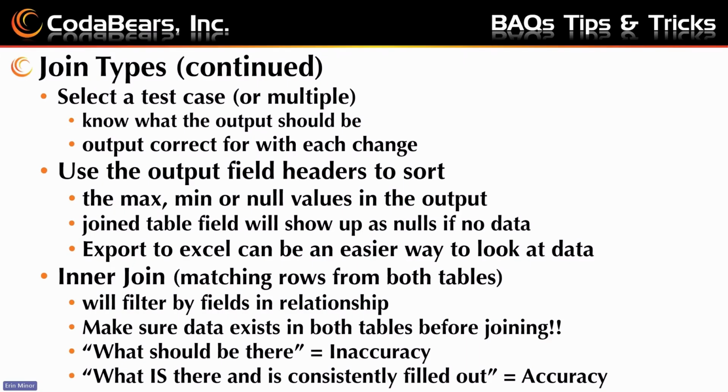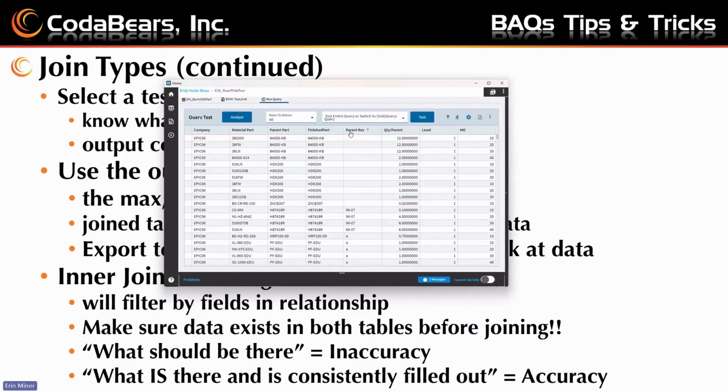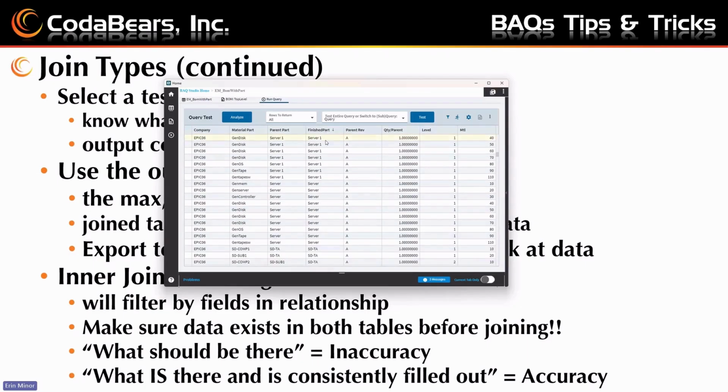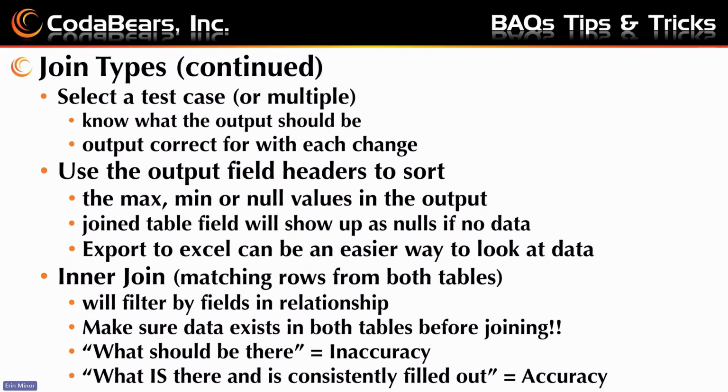Also use the output field headers to sort when you bring your tables in. There's certain joins that can filter things. So to make sure data is in there, you can just tap on these headers of your output, because it's the run query element, and you'll see there's no data here for some of the rows. If we were going to join on finished part, do we have a finished part in every single row? If you have nulls, then you have to decide what you're going to do about inaccurate or incomplete data. Don't just join before you know. You can also export to Excel to look at your data. Some people find that easier.